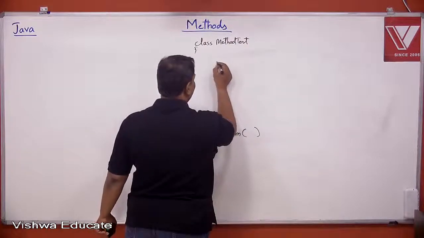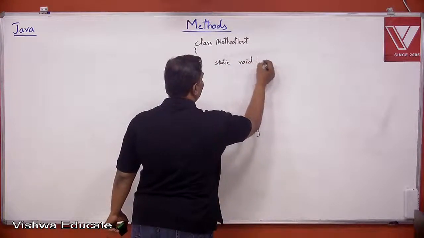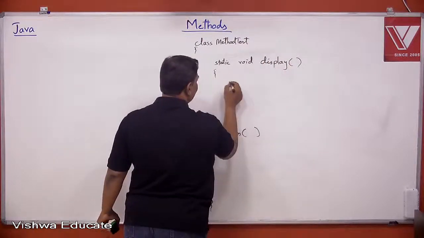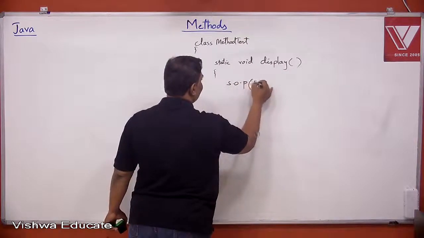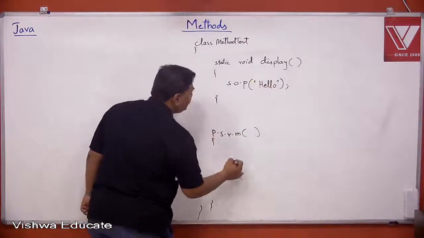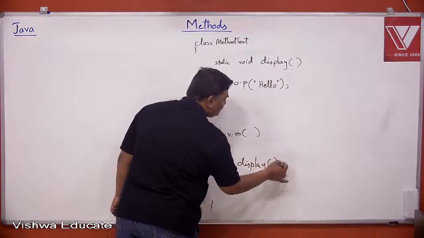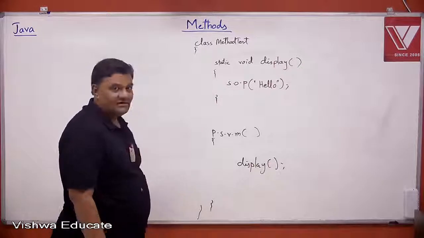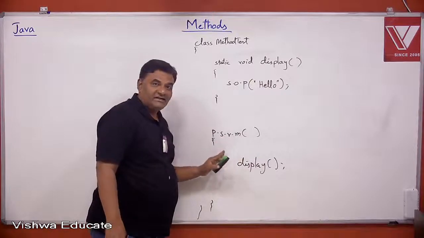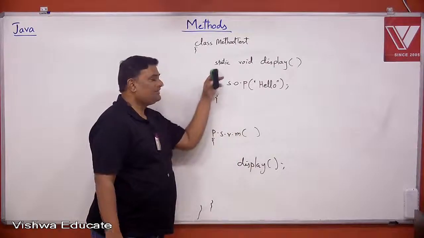See, I have a static void method display. Same first method I am writing. System.out.println will say hello. Now from here, I will call method display. This we have already seen. This is static. A static method, that is main, can call only a static method. That is the reason we were declaring it as static.